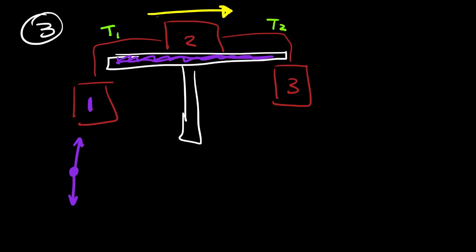Now we look at our displacement for 1. Displacement for 1, it will go up. And then the displacement for 3, it will go down. This means that if the displacement of 2 goes to the right, we take right as positive and then left as negative.